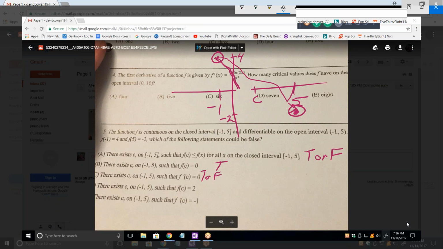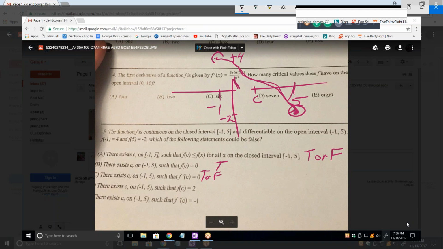If I draw it this way here, or just draw a straight line from there to there, there's no horizontal tangent line there. So that does not have to be true. That could be true or false, which puts us in a predicament. I may have to have you look this one up also. Let's look at the last two.